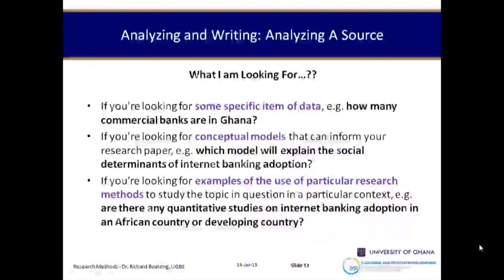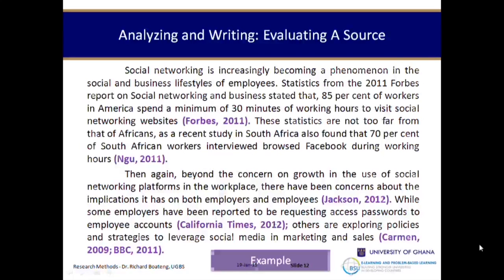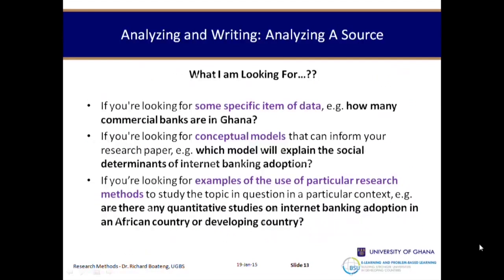Or is there any conceptual model or concerns or key points that can be drawn from the literature? Or is there any particular method that has been used that you can draw from the literature? So there could be so many things. This particular example that we are trying to examine here just looks at statistics and then concerns. So issues and then some statistics to support the key issues that are there. Okay. So analyzing a source.